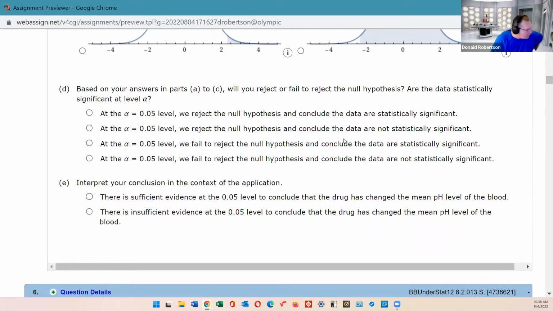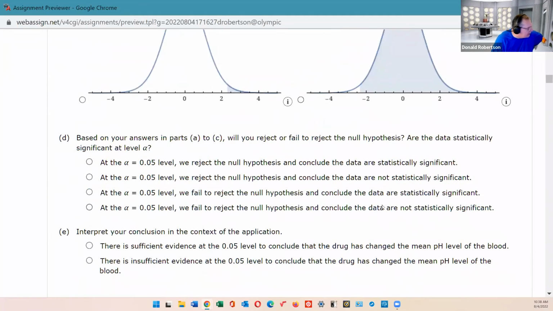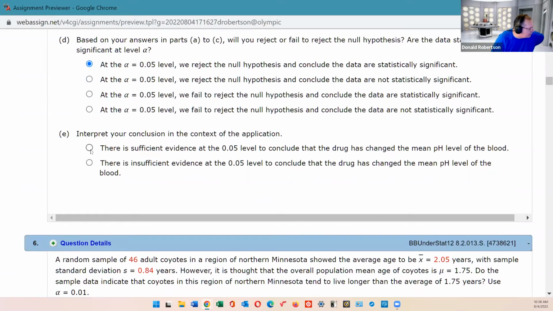Now, our test statistic was 0.028. And 0.028 is less than 0.05. So wouldn't that be a yes? And so we reject it, and it's statistically significant. And there is sufficient evidence to conclude that this drug has changed the mean pH.